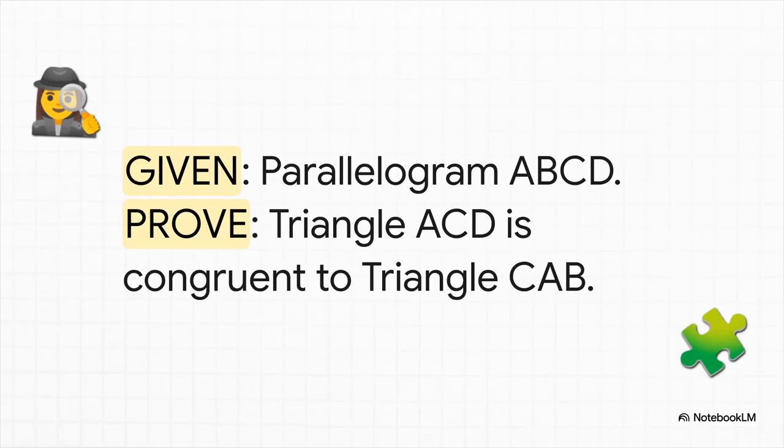So here's our mission. We're given a shape, ABCD, and we know for a fact it's a parallelogram. Our goal is to prove that if we slice it down the middle with a diagonal line, the two triangles we create, that's ACD and CAB, are perfectly identical. They're congruent. If we can prove this one thing, everything else will just fall into place.